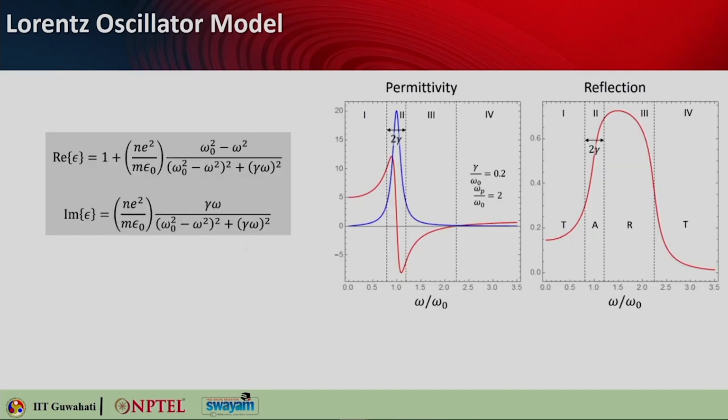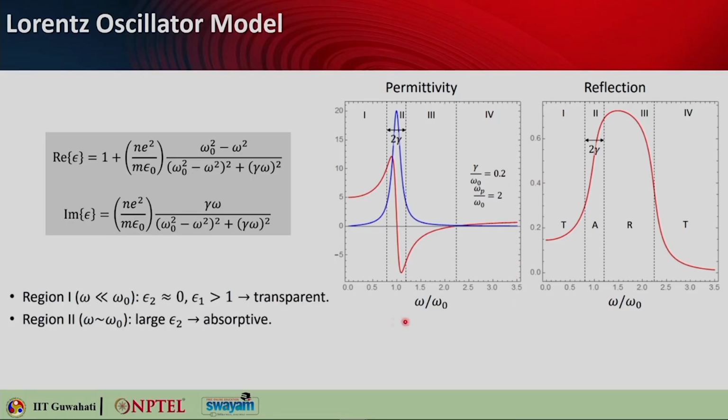With that, if you plot this as a function of frequency normalized to omega naught, you will see this particular graph. The red curve here corresponds to the real part of permittivity, and the blue one is the imaginary part, and this is the permittivity and this is the corresponding reflection curve. So, let us see region by region what happens. Let us look into the different regions. The first one is region 1, as you can see here, where omega is much less than omega naught, that is this particular region.